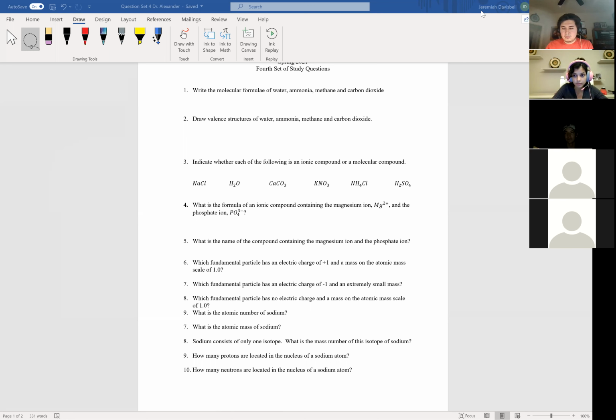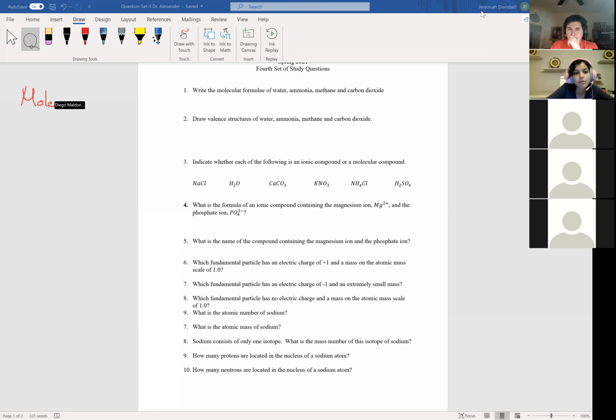So before we start breaking these apart, what is an ionic compound and what is a molecular compound? The molecular is the one formed by 2 nonmetals, and the ionic will be 1 nonmetal and 1 metal.